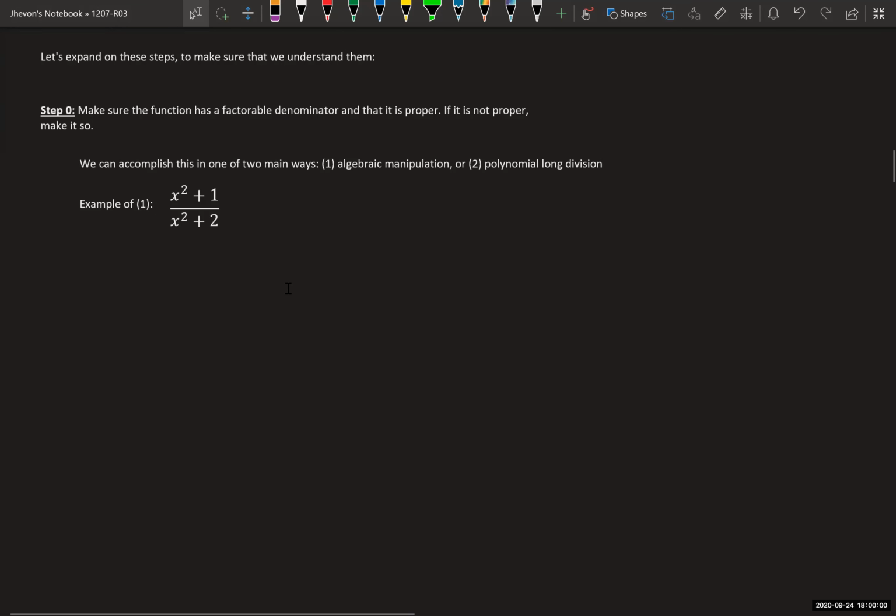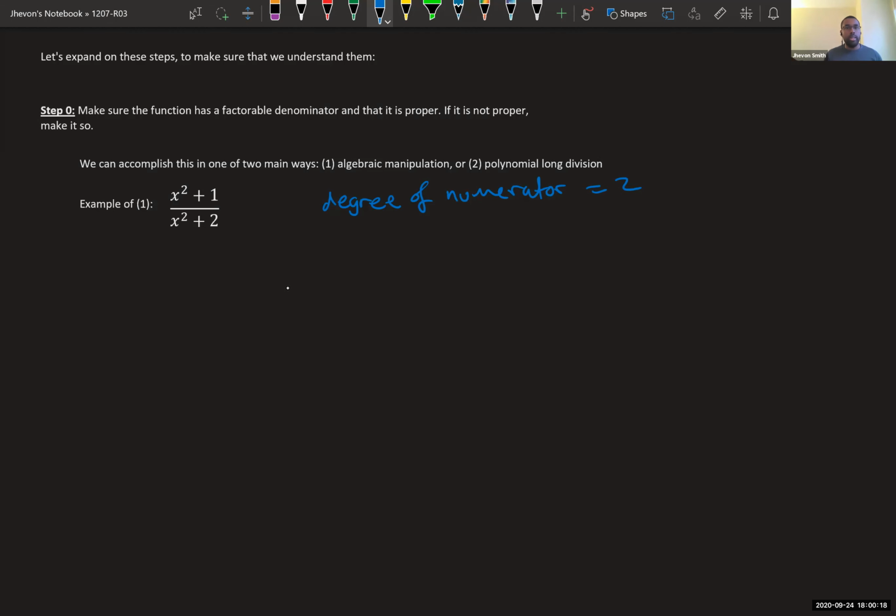If you look at this fraction, for example, x squared plus 1 over x squared plus 2, the degree of the numerator equals 2. Remember, the degree is the highest power. The degree of the denominator is also 2. So this means it's not proper. That is an issue.